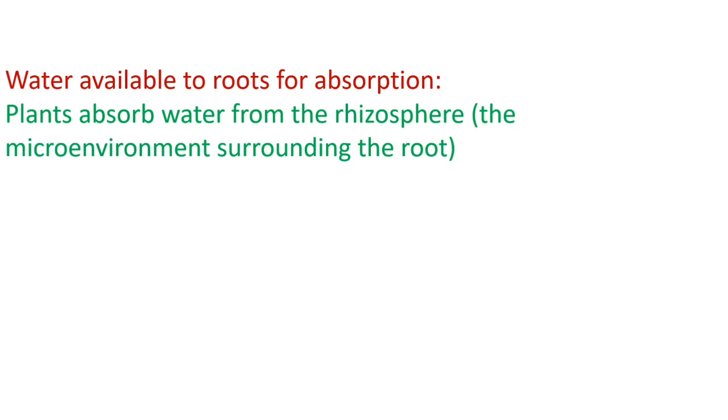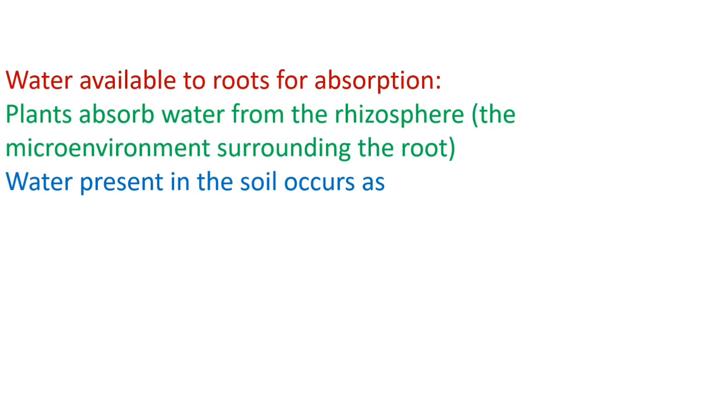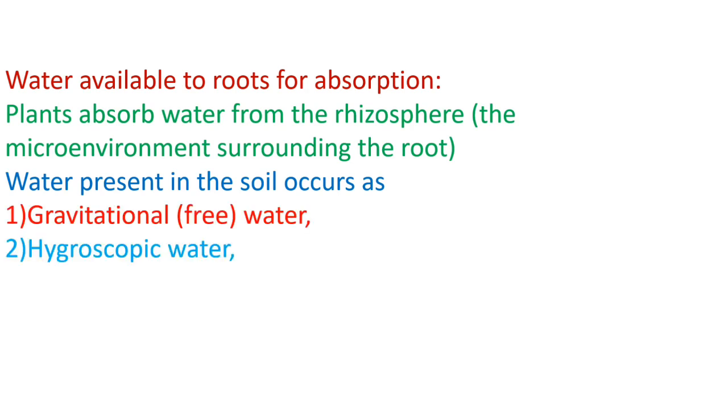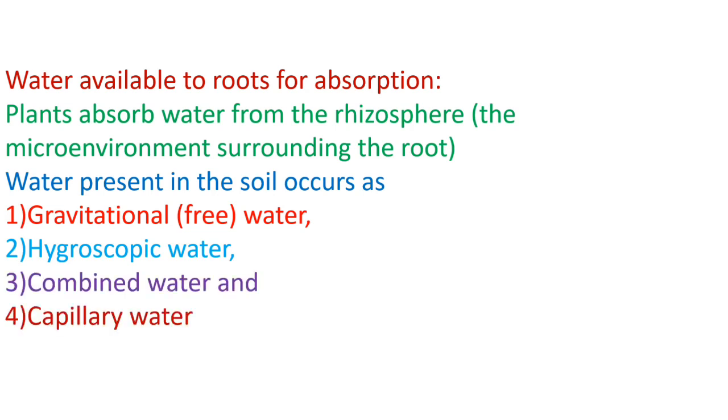Water available to roots for absorption. Plants absorb water from the rhizosphere, and water present in the soil occurs as gravitational free water, hygroscopic water, combined water and capillary water. So you should know about what is gravitational, hygroscopic, combined and capillary water.